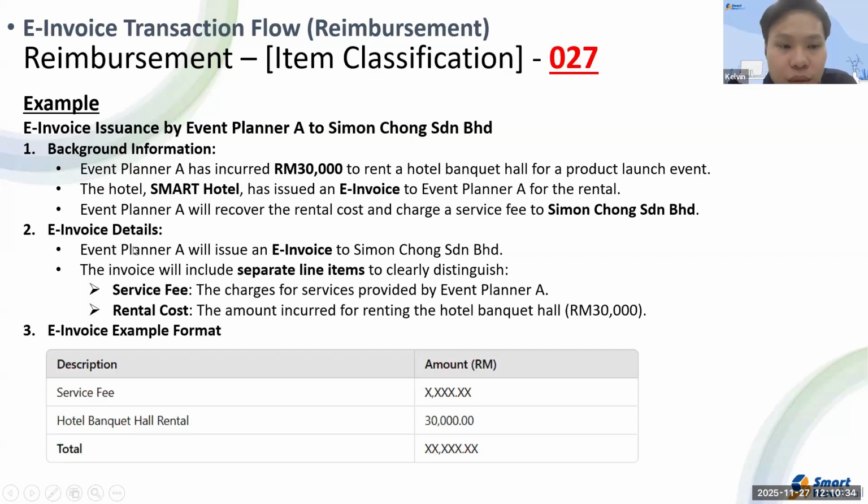In the e-invoice details, event planner A, you need to invoice the e-invoice to this company, where the invoice includes two different records. The first record is the rental fee, which is the 30,000. Another record is the service fee. Okay, so in the e-invoice, we need to key in two amounts for this situation. One is the rental fee, another is the service fee.